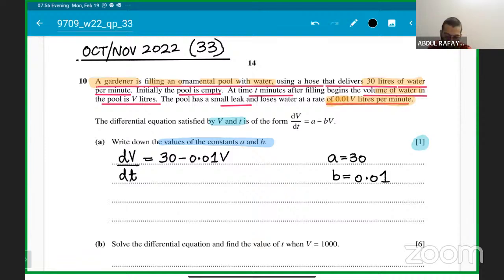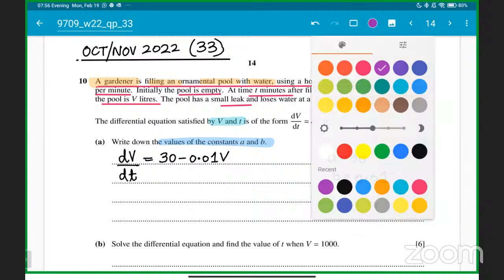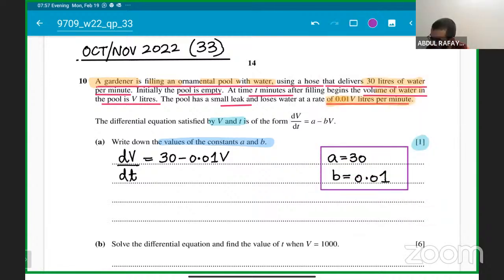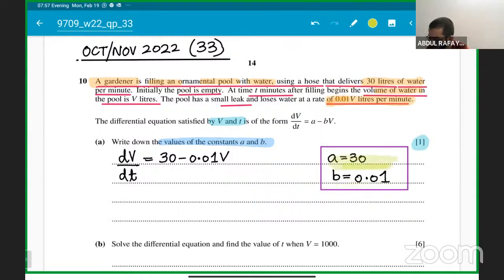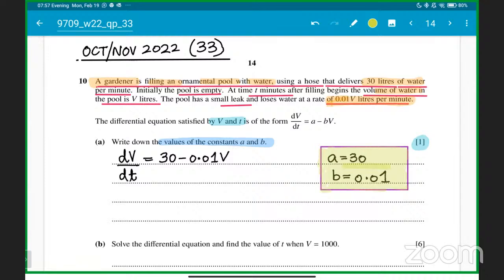Guys, getting it clear? Following, everyone? Guys, any questions? Let me know. Any problem, anyone? So we can discuss. Is everyone clear? No problems? So we got A is 30, B is 0.01.